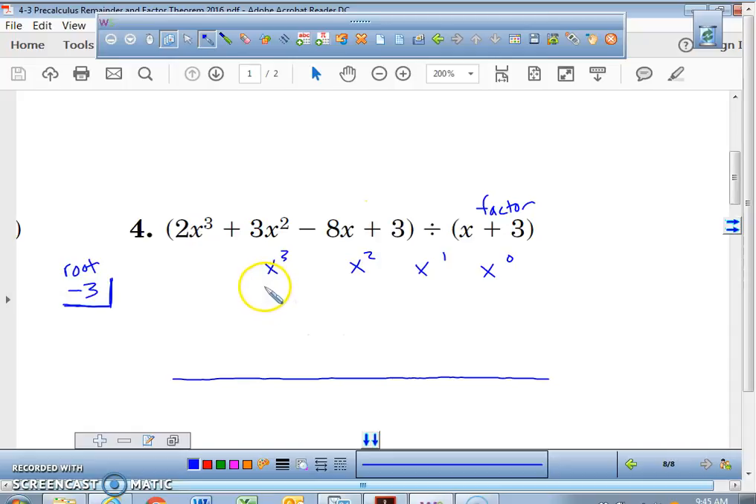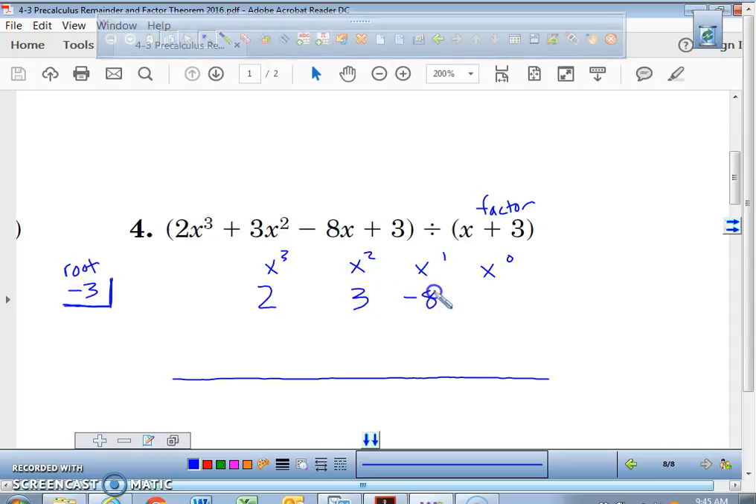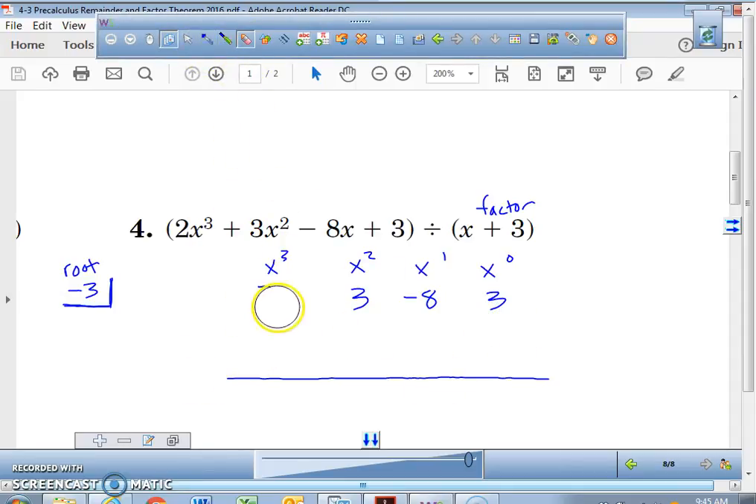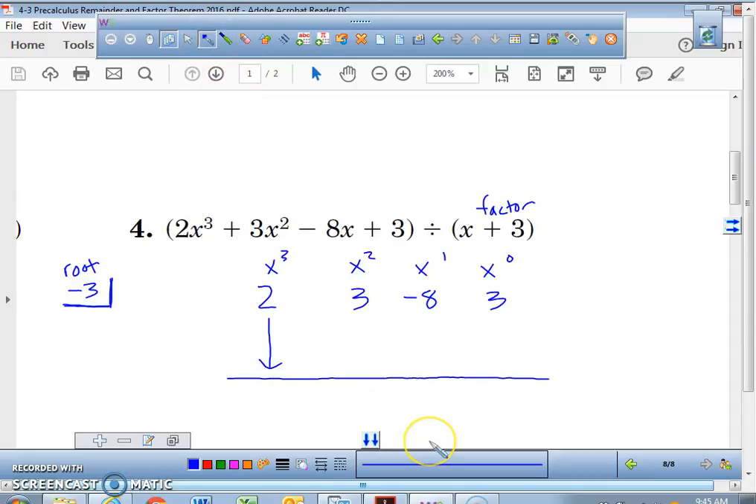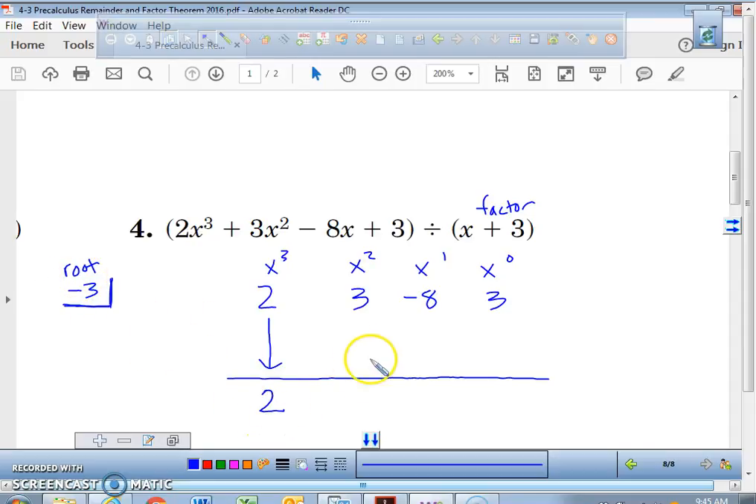How many x cubes do I have? I have 2. And I'm going to have a 3, negative 8, and a 3. So this is just another way of setting it up. All right. We do the same method. We drop it down. What are we going to do with the root and that number? Multiply it. We get negative 6. We're going to add those together. Negative 3. Good. Negative 8 plus 9. 1. Multiply.